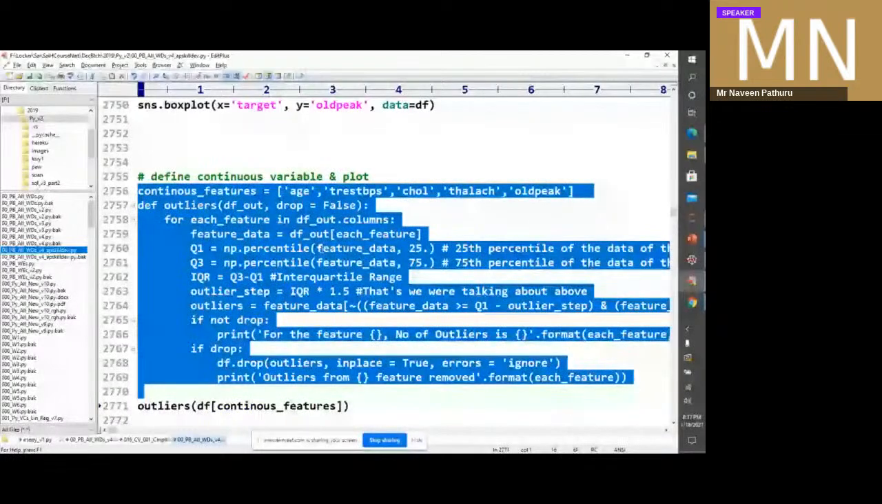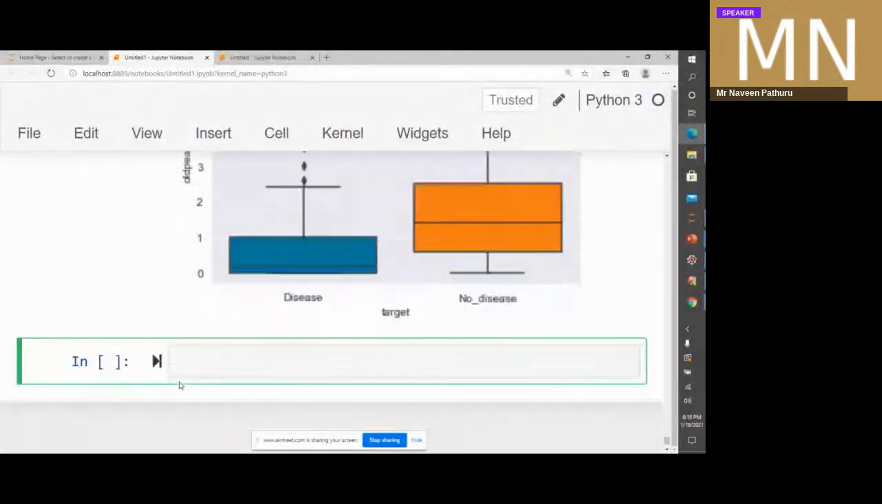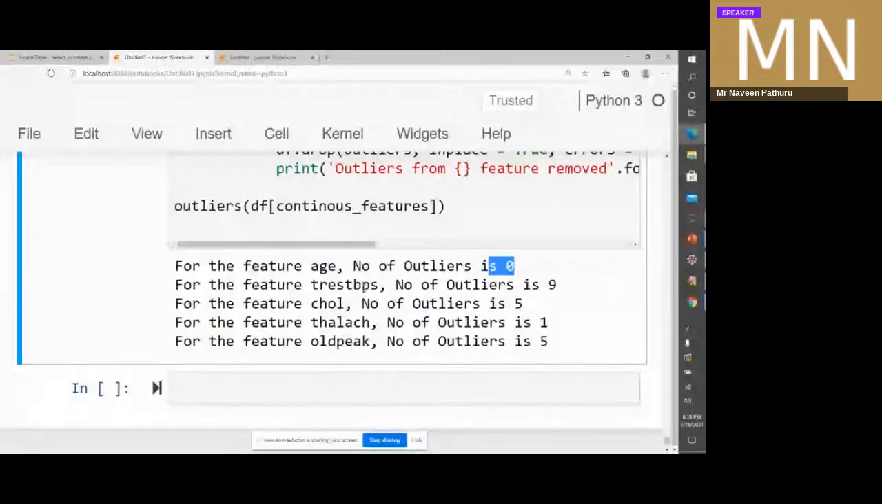That's what this does. So if we give the continuous features, which is nothing but continuous variables, take a look at this. Age, we don't have any outliers, but for blood pressure, I think that's blood pressure, we have outliers. Cholesterol, we have 5 of them. That one has 1, that one has 5. There are some outliers, guys.